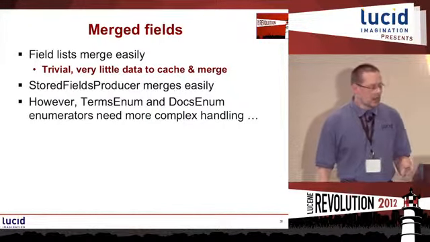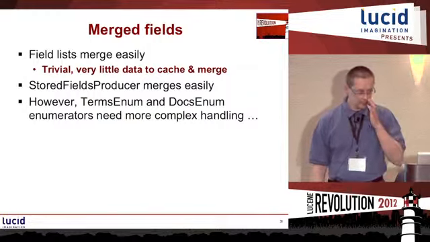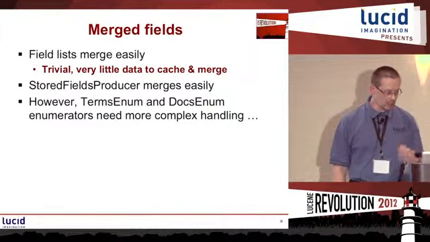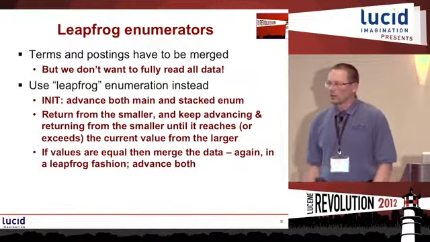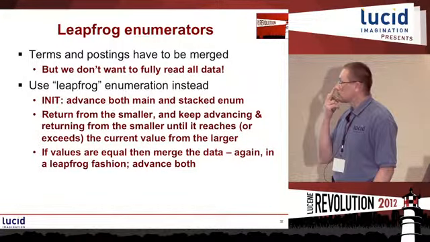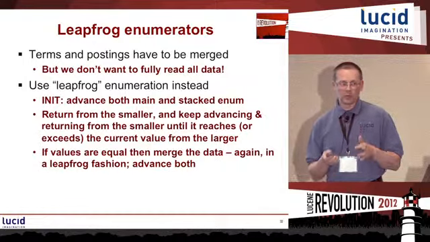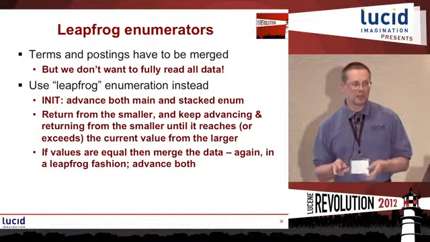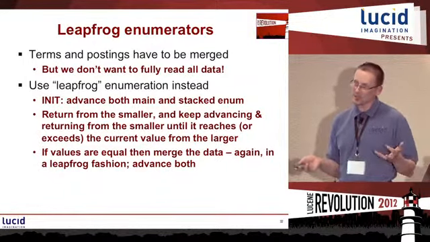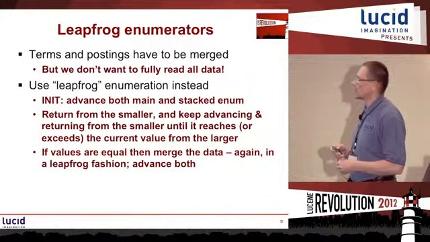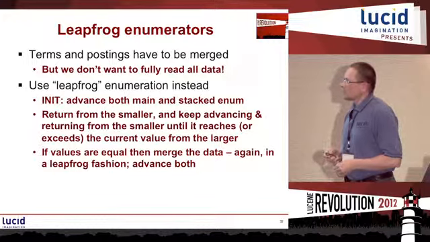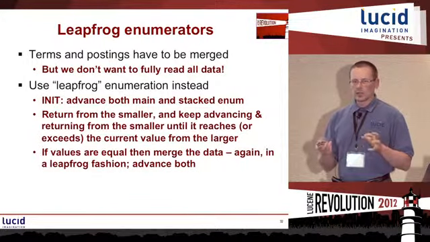However, terms enum and docs enum enumerations don't merge so easily. So what to do? Well, I implemented something that I call leapfrog enumerators. Obviously, we don't want to read all this data in advance, because that would be too costly. We would have to basically store all this data in memory. That's not possible. So this leapfrog enumeration works like this.